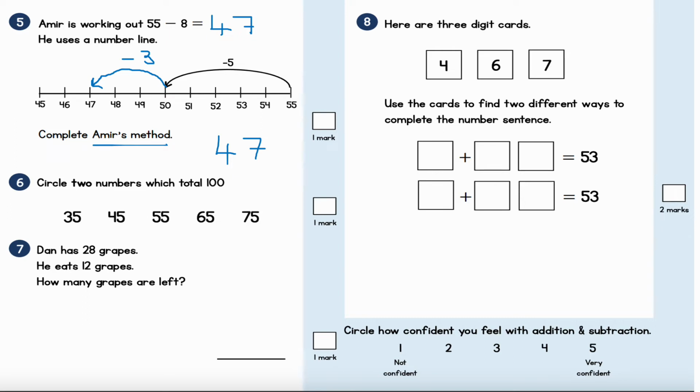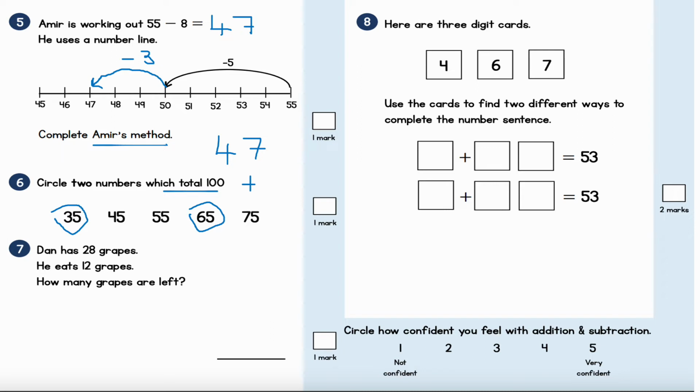This is question number 6. Circle the two numbers which total 100. Total means sum, so I add the numbers together. Well, it's going to be 35 and 65. For that one.